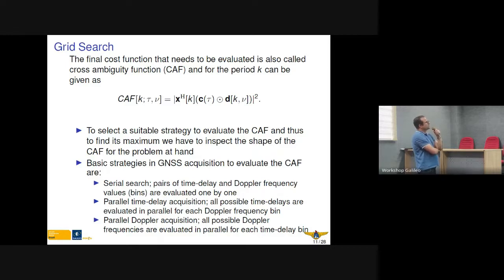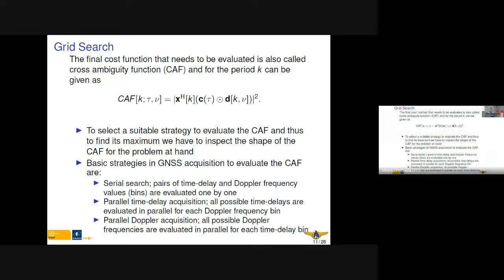We can also use parallel time delay acquisition. We take all possible time delays, evaluated in parallel for each Doppler frequency bin. And then there's also parallel Doppler acquisition. So all possible Doppler frequencies are evaluated in parallel for each time delay bin. We will decide for the parallel time delay acquisition in this short introduction on acquisition, because we have a very nice implementation for this when we code this. In hardware, we have to decide what is really a good strategy.